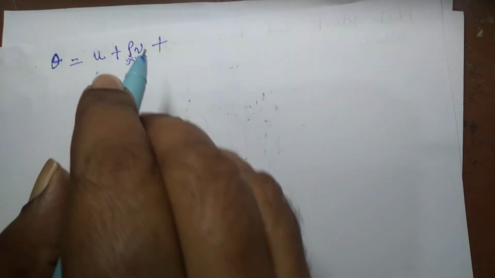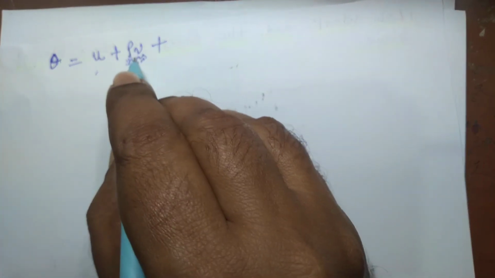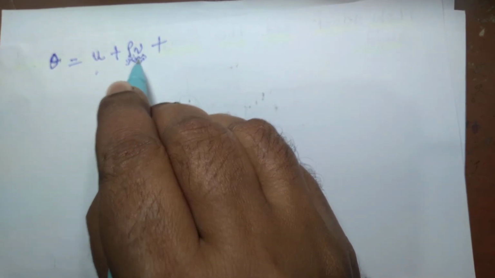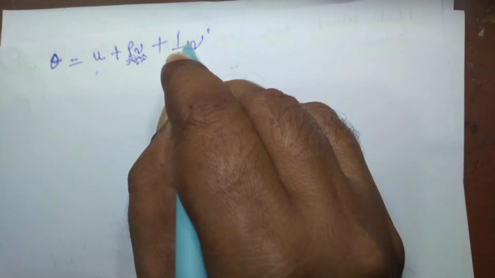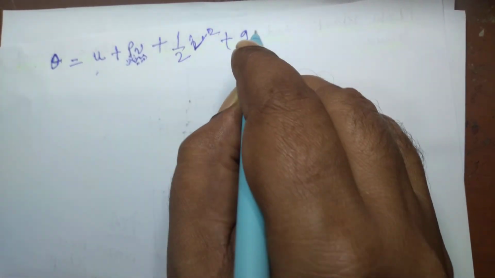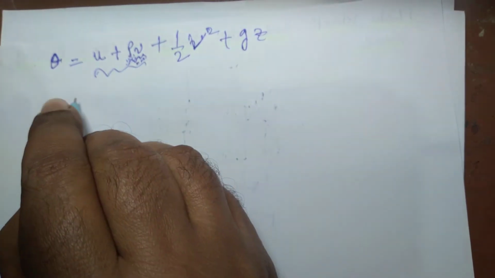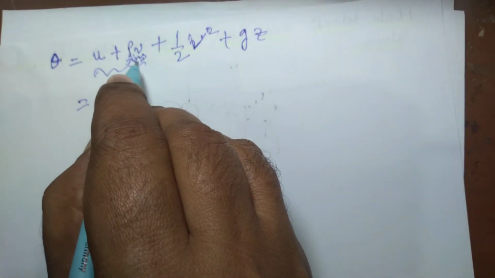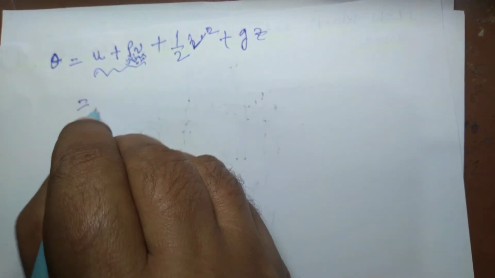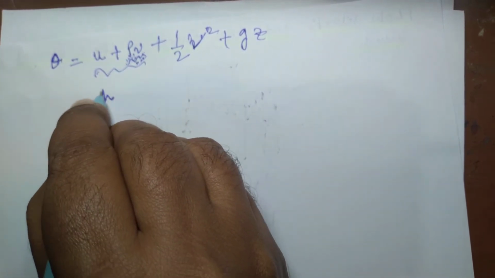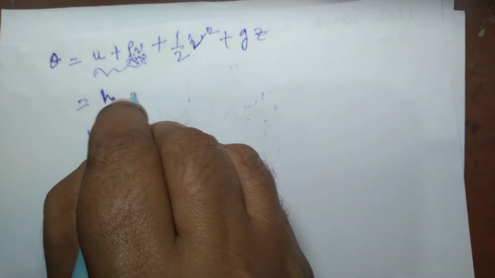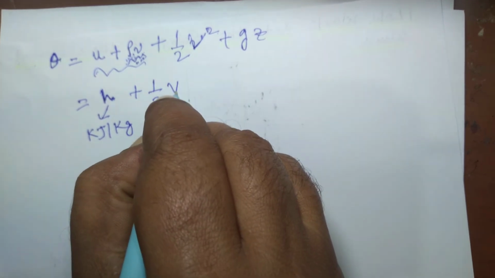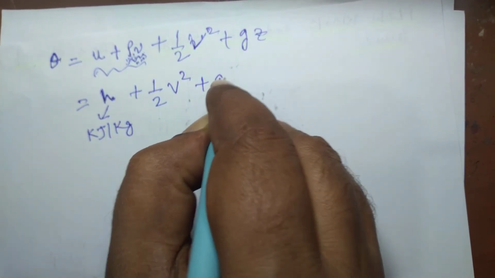Energy divided by mass is specific energy. But for an open system or control volume, this term will be added because this is the flow work per unit mass. Then all other things will remain the same: V square plus gz. You know, U plus PV is nothing but the summation of U, specific internal energy, and the product of pressure and specific volume, which is the specific enthalpy. Specific enthalpy, whose unit is either kilojoule per kg or joule per kg, plus half V square plus gz.